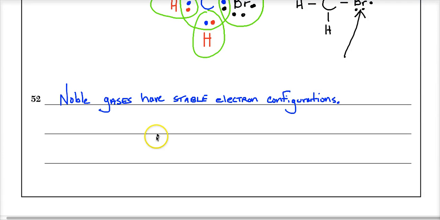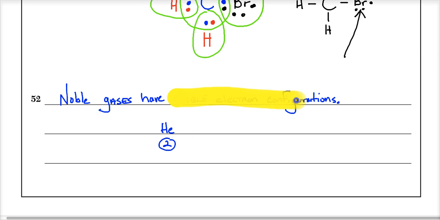Remember, helium doesn't have to have a stable octet. Helium just has a filled valence shell. Remember, helium in the first shell only holds 2 electrons. But the bottom line is that what you're really after here is stable electron configurations, which means that they have the highest amount of electrons in that shell for that period.